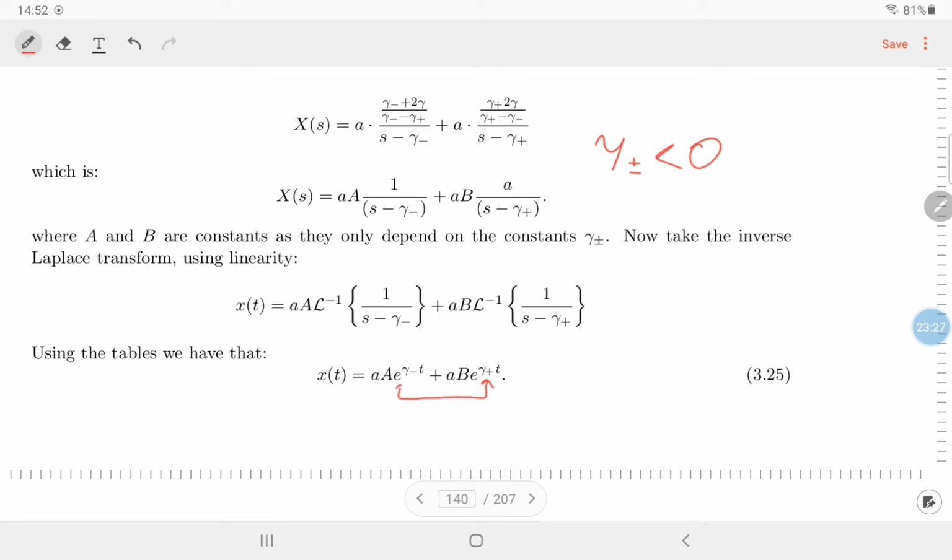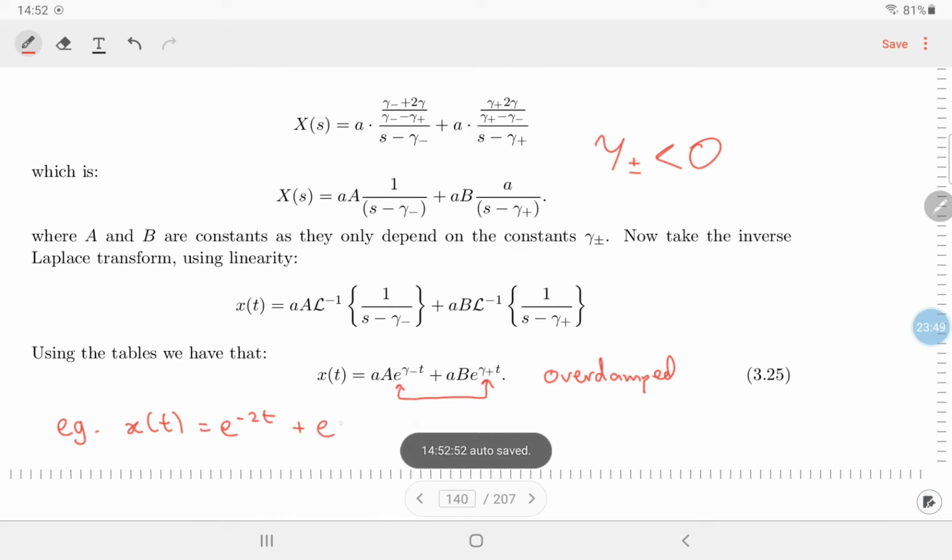Whenever you see this, this is going to be overdamped. And this is something we would have covered in chapter 2. What happens is one of them goes to 0 quickly. So, say for example, if you had x of t equal to e to the minus 2t plus e to the minus 4t, the second term goes to 0 really quickly, and then the other one takes much longer.